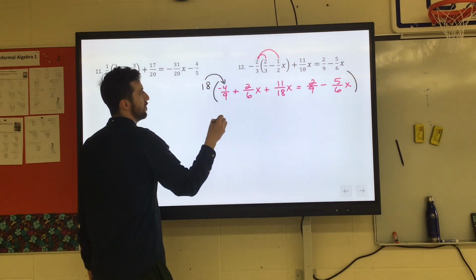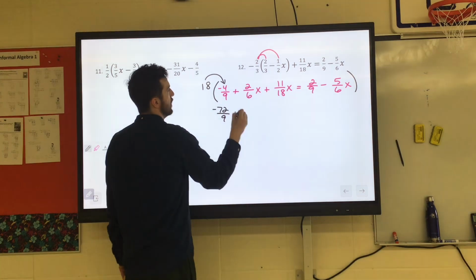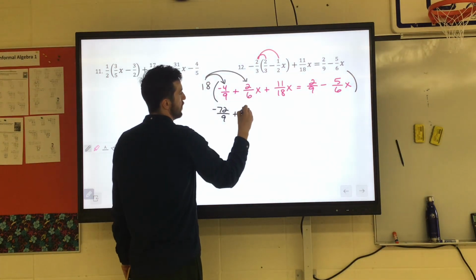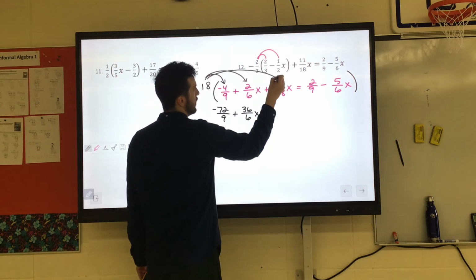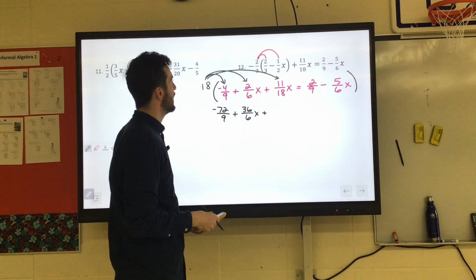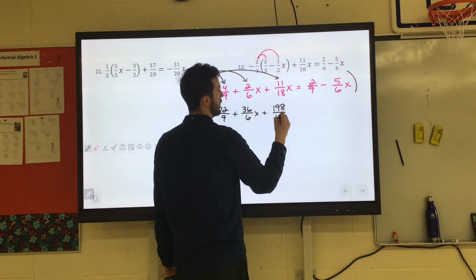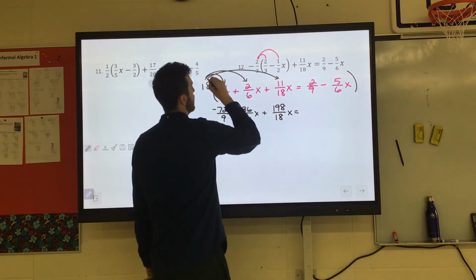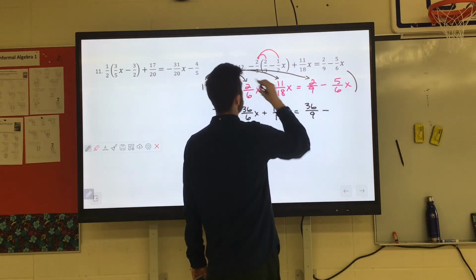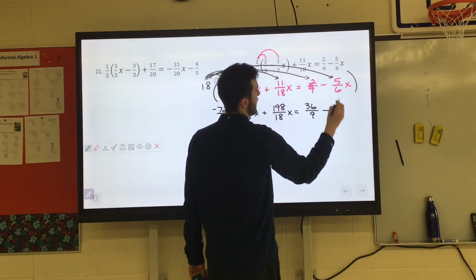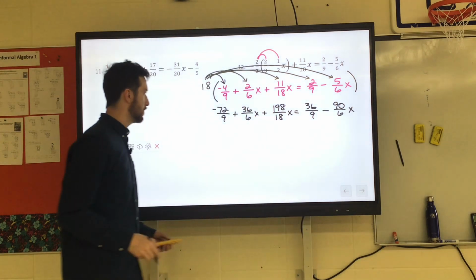18 times negative 4 is negative 72. 18 times 2 is 36. 18 times 11, I don't know. 198, I think. Right, 18 times 2 is 36. And 18 times 5 is 90 over 6. So these will all simplify now.